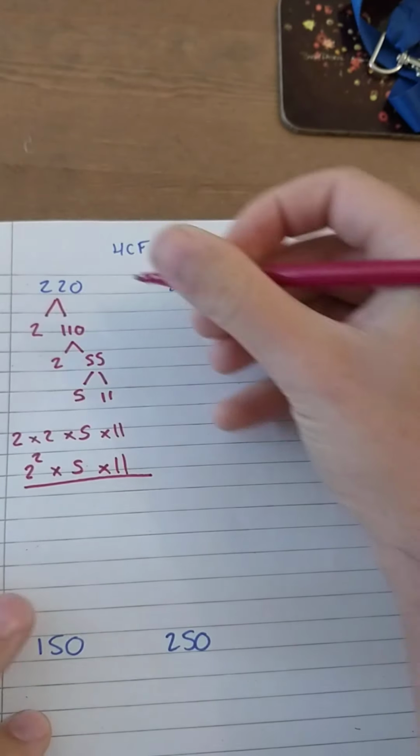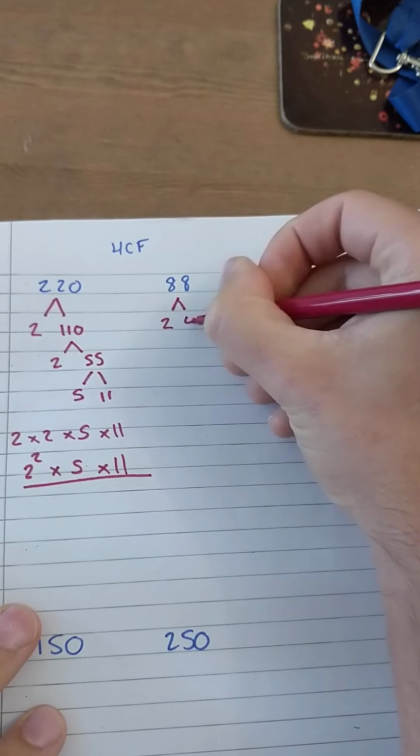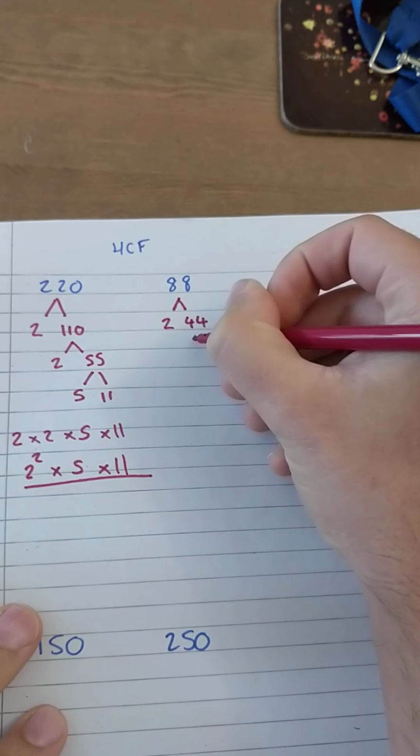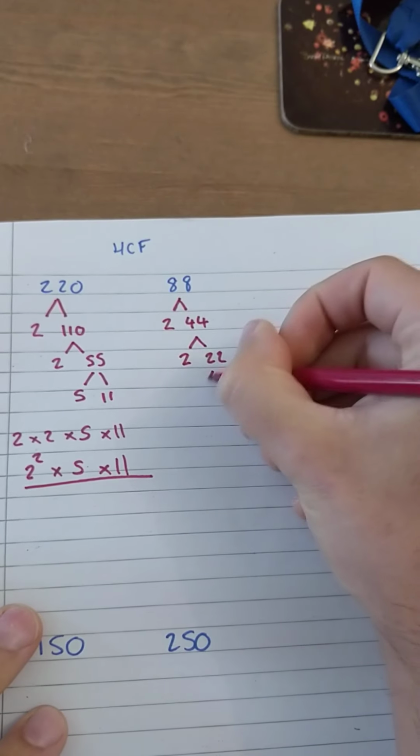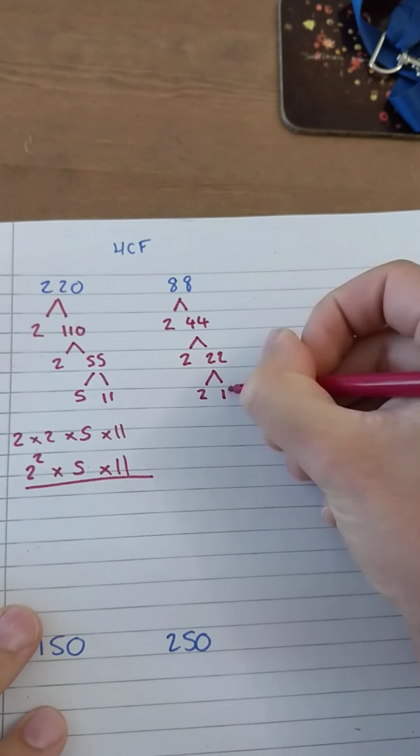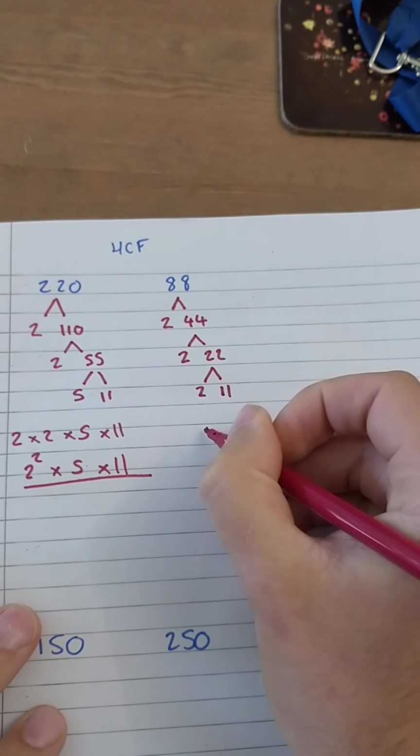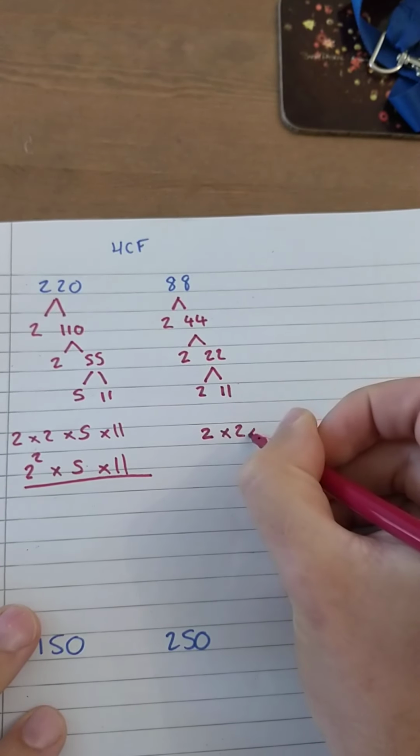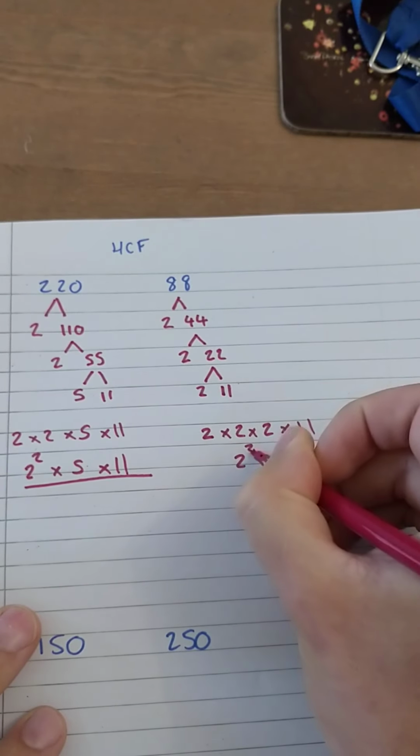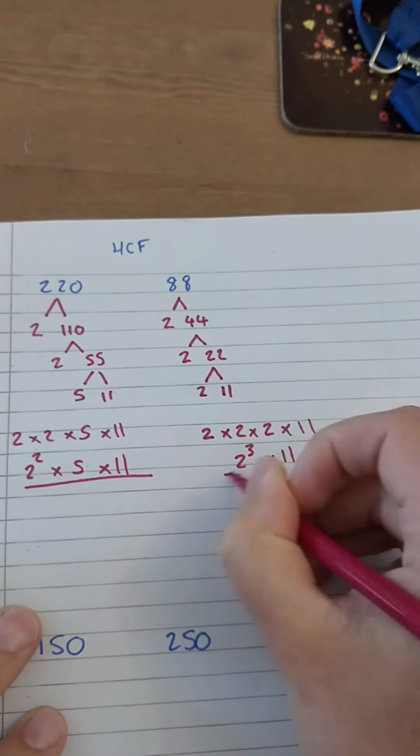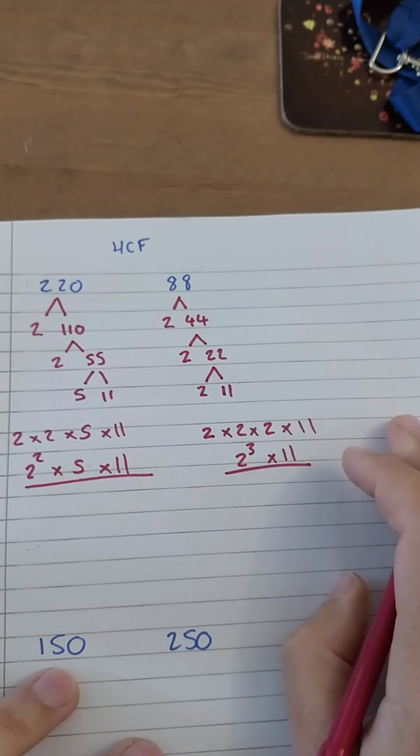Now 88, I'm going to do it in exactly the same way, and that can be 2 times 44. This could be 2 times 22, and this could be 2 times 11. Okay, and if I was to write this out, I could do 2 times 2 times 2 times 11, or 2 cubed times 11.